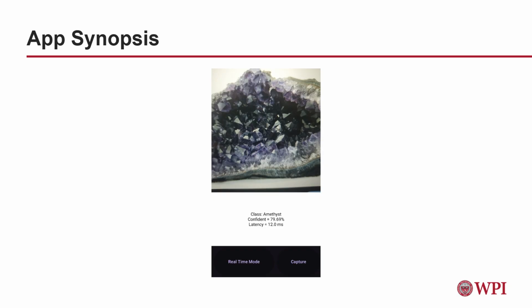The app has two main features, capture mode and real-time mode. In capture mode, it processes the image captured from the take photo function and displays the result in the text area. And in real-time mode, the input becomes the real-time image feed from the camera that will be continuously processed.